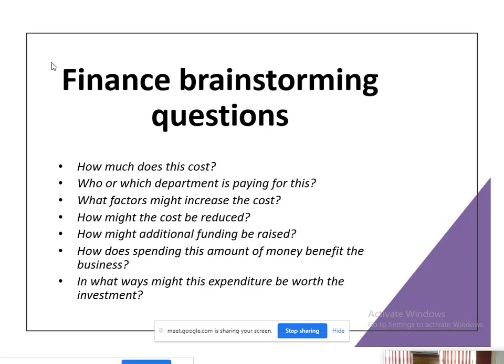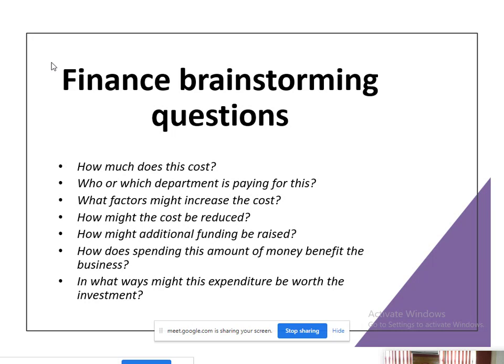Next point is how does spending this amount of money benefit the business? After investing on our own and also adding additional funding, we must see what benefit we are getting out of this business. After spending the amount of money, what are the benefits we are getting out of this business? The last point is, in what ways might this expenditure be worth the investment?